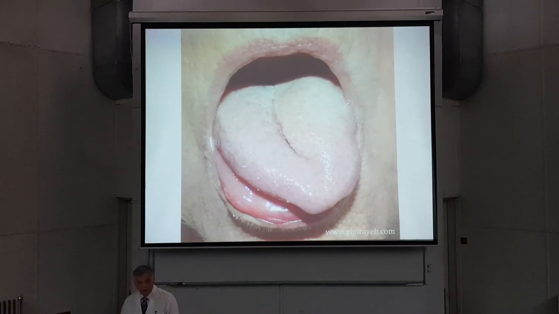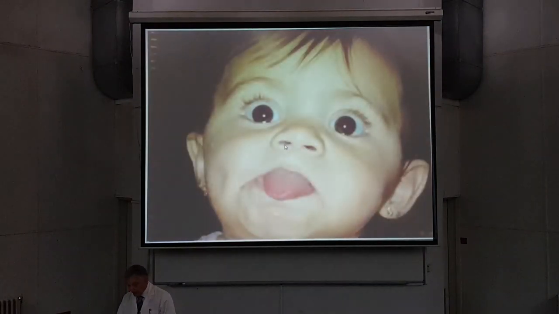If one of them is not working, the balance is different. Here, the right one is working. The left is not working. Therefore, the tongue deviated towards the affected side. The left side is missing the muscle that puts the tongue in the middle. This is an indication that there's something wrong with the hypoglossal nerve.